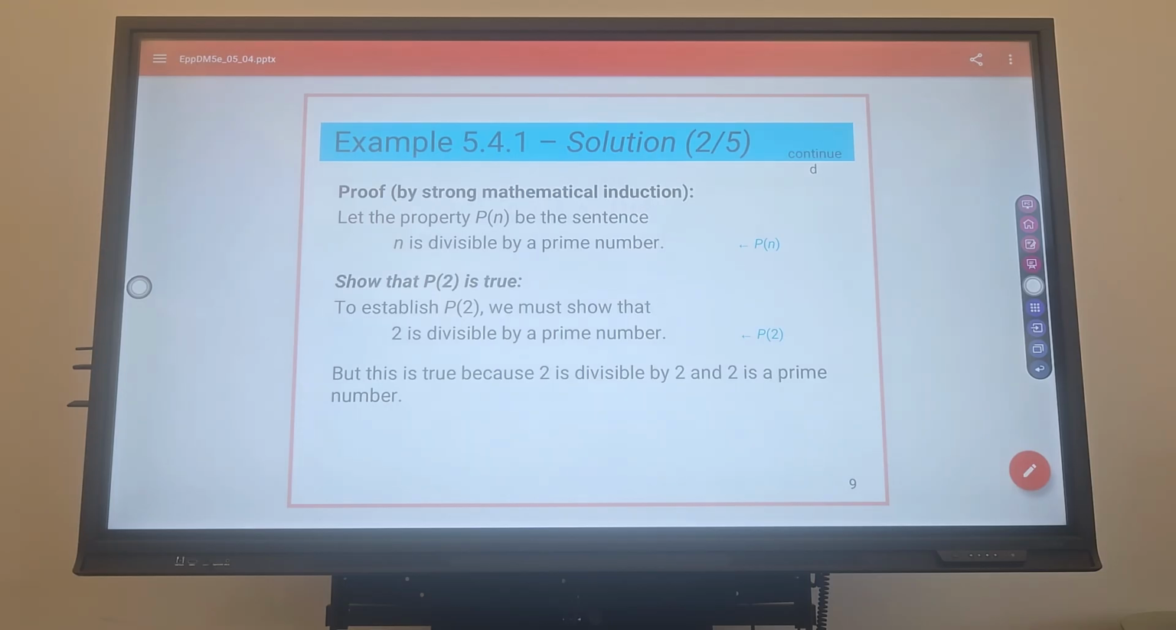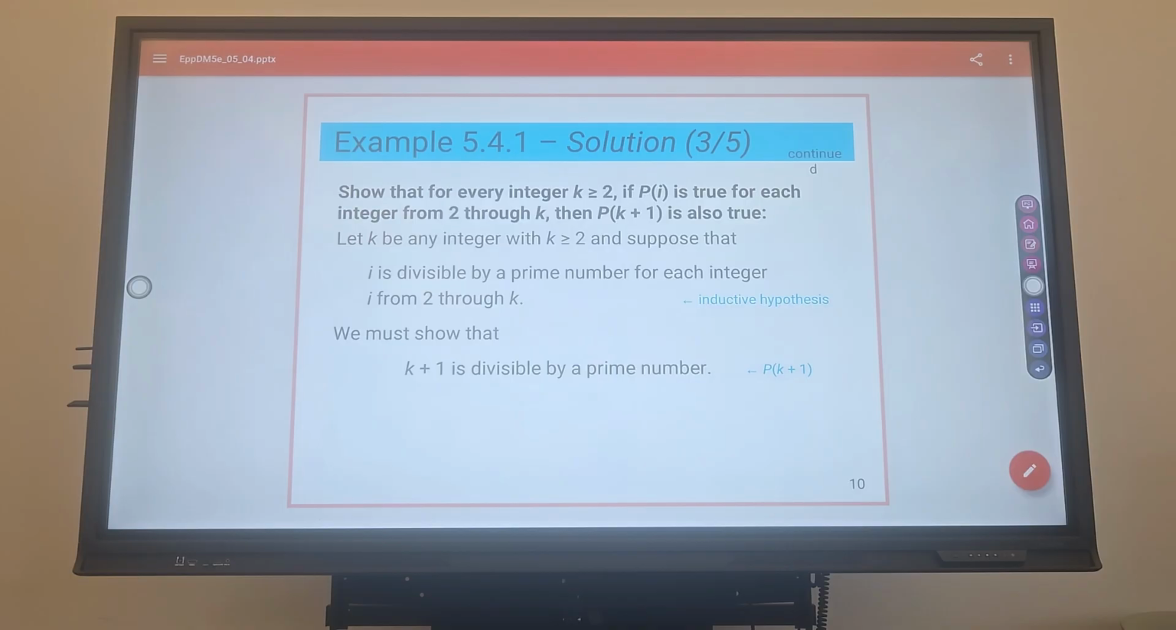Proof by strong mathematical induction. Let the property P of n be the sentence "n is divisible by a prime number." Show that P of 2 is true. To establish P of 2, we must show that 2 is divisible by a prime number. But this is true because 2 is divisible by 2, and 2 is a prime number.